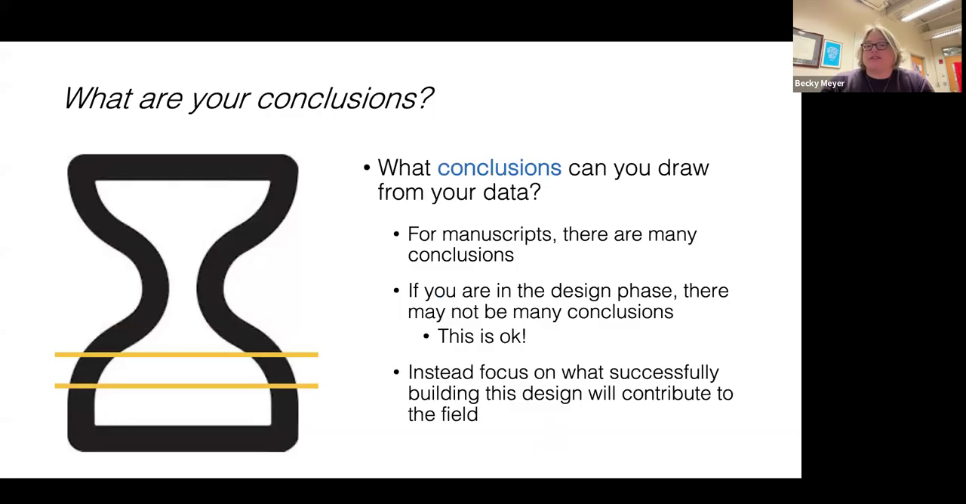So the next section is talking about your conclusions. This is the same problem again. If you have data, you can have conclusions from that data. If you write a manuscript, you have a lot of data, so you pick the key conclusions you want to convey. In a design process, you don't have conclusions. You haven't tested it. How can you conclude something yet?